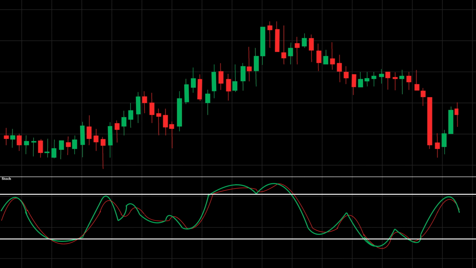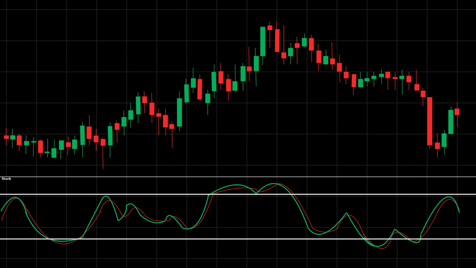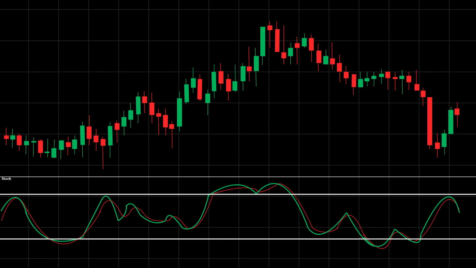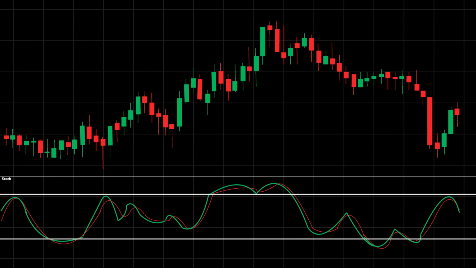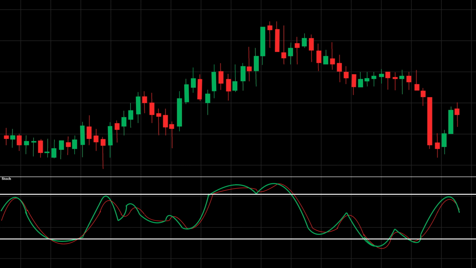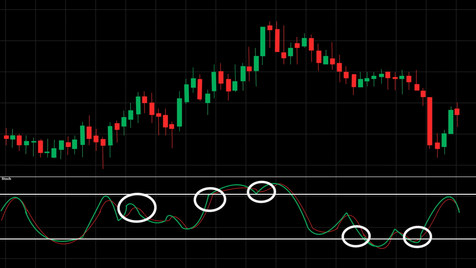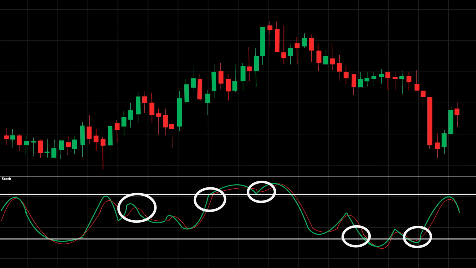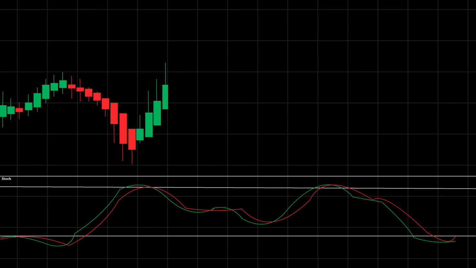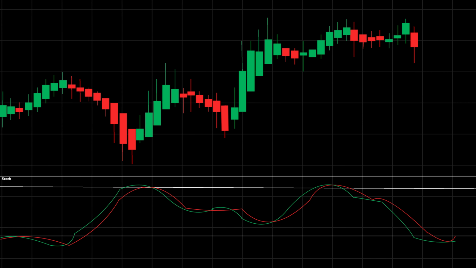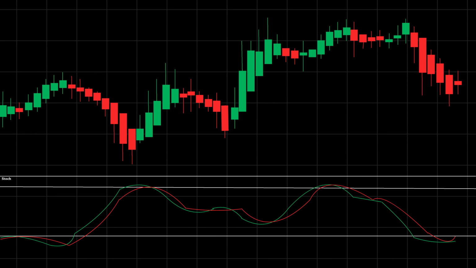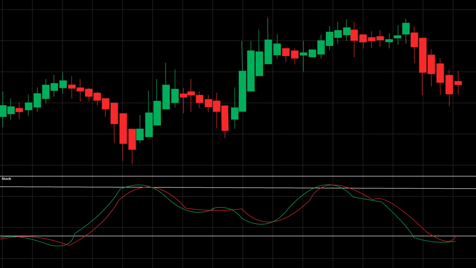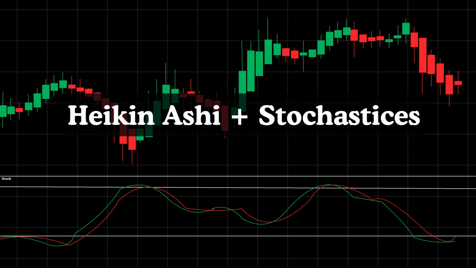But when trading with the stochastics indicator, you shouldn't rely solely on overbought or oversold signals to enter trades, because using it that way can result in plenty of false signals. For instance, in this example, if you acted on every signal from the stochastics, you would end up taking unnecessary losses. Instead, we need to include a second confirmation tool, such as the Heiken Ashi, to strengthen our analysis. So here's how you can trade using the combination of the Heiken Ashi and stochastics indicators.